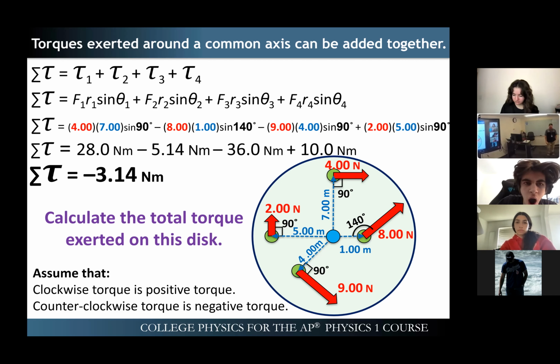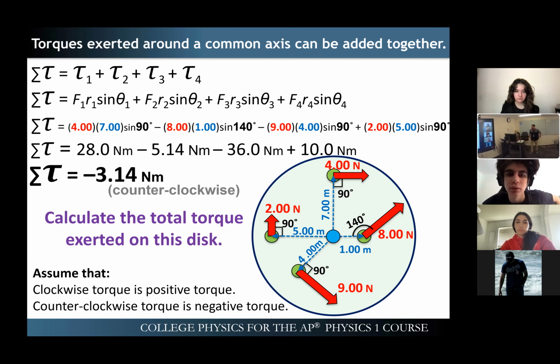All right, any questions about that one? So in the end, we know that it is going to spin in the counterclockwise direction. Making sense? Yes. All right. So the winners are the brutes.